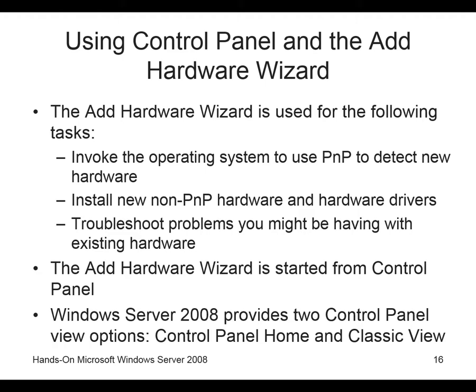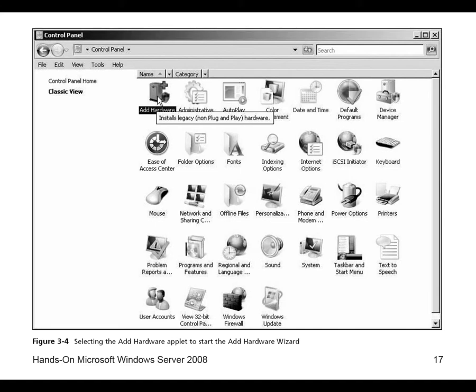It started from the Control Panel, Windows 2008. There are two different views that also started in Windows Vista. You have a classic view, and then you have a home view. The home view is basically a categorical view. The classic view, you get everything, right? In this one, here's your classic view, where you have everything listed.